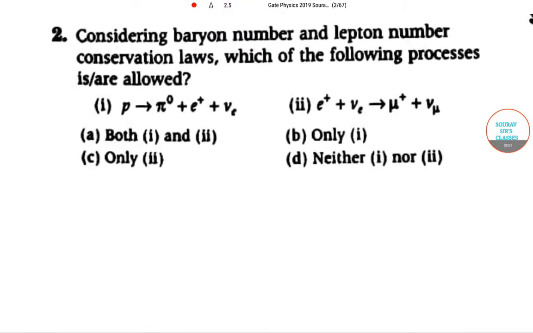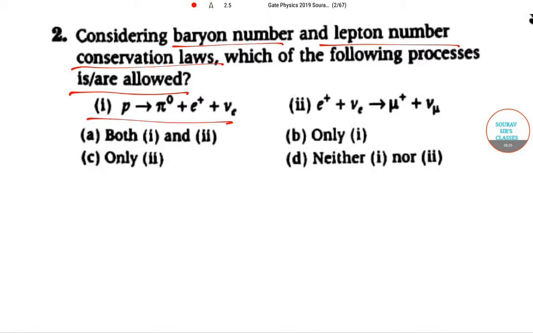Let's start with the GATE Physics 2019 paper. This is question number 2. Considering the Baryon number and Lepton number conservation laws, which of the following processes is or are allowed?